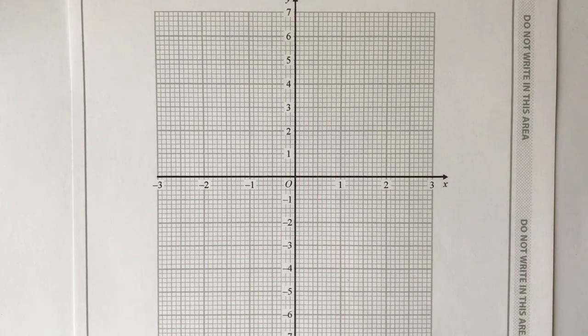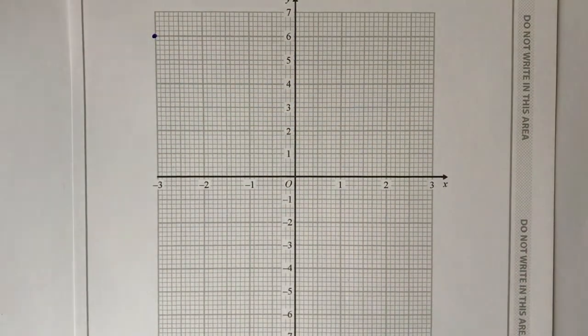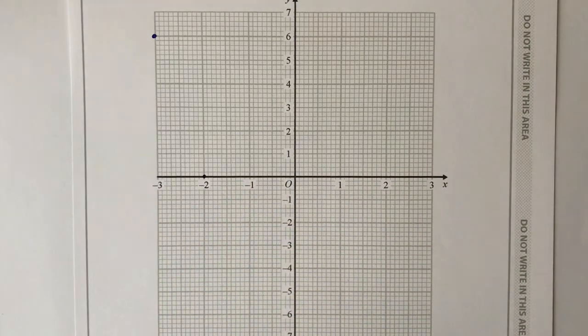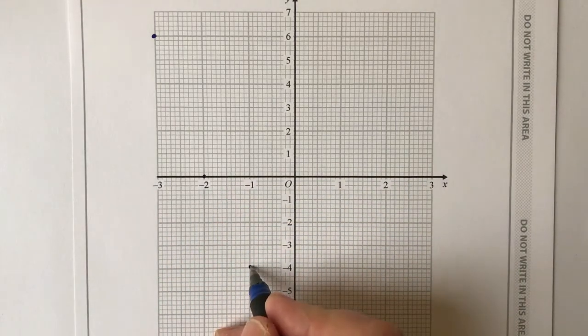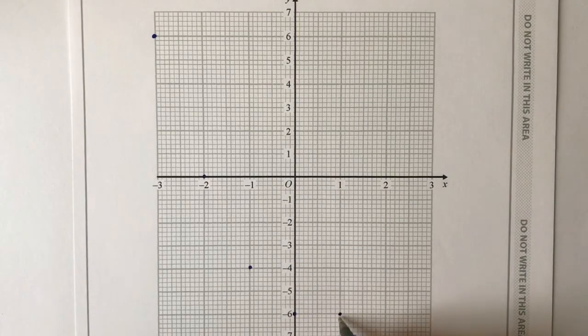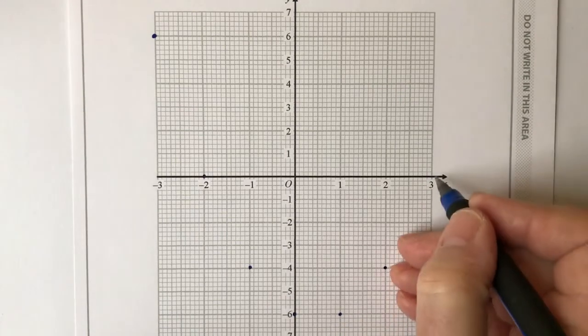Okay, so let's have a look at the first one. Well, the first one is going to be minus 3, 6, which is going to be all the way up here, okay? And then I've got minus 2, 0, which is here. I've got minus 1, minus 4 is there, okay? I've got 0, minus 6, okay? And then I've got 1, minus 6 is over here. I've got 2, minus 4 is there. And then I've got 3, 0.